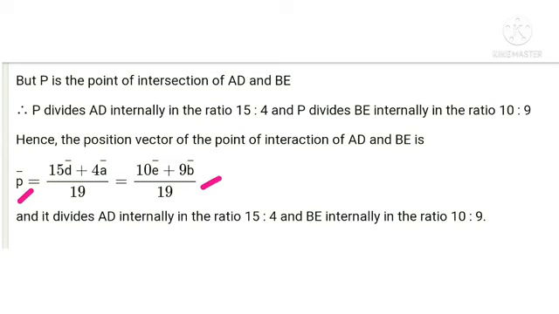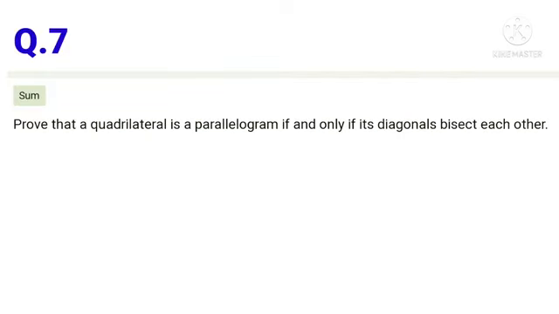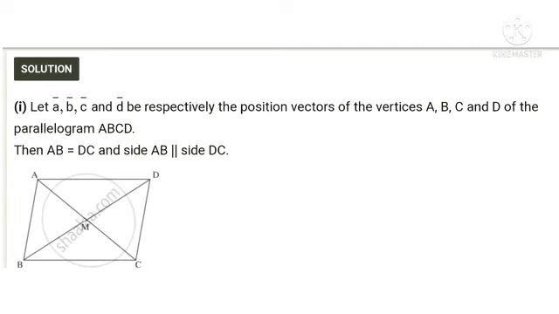Okay. Next question 7. Prove that a quadrilateral is a parallelogram if and only if its diagonals bisect each other. For this, we first draw the figure. See the figure. Quadrilateral is a parallelogram. So we draw here quadrilateral ABCD. It is a parallelogram when its diagonals bisect each other. Okay. So we are given ABCD is a parallelogram.